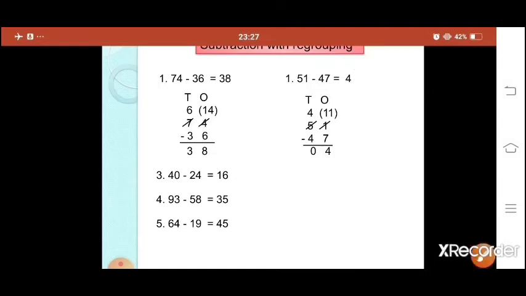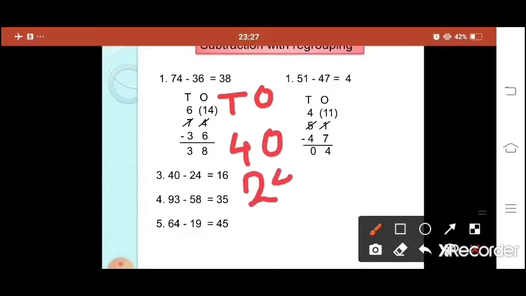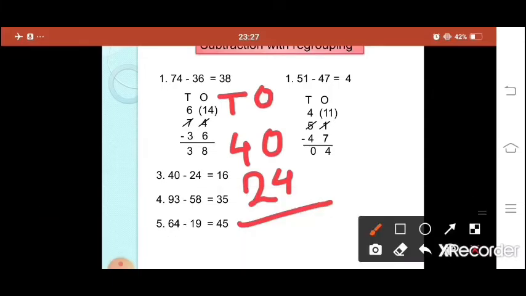Let's do the next one. So next one is 40 minus 24. Now 40, it is 0. So 0 is less than 4. Now I have to borrow from the tens place. Okay, so I will borrow from here 1. So it will become 10. Then it will become 3, because I have carried 1 ten. 4 tens were there, 1 I have taken. So I have borrowed, so it will be 3 tens.